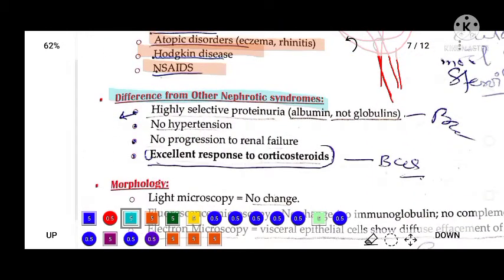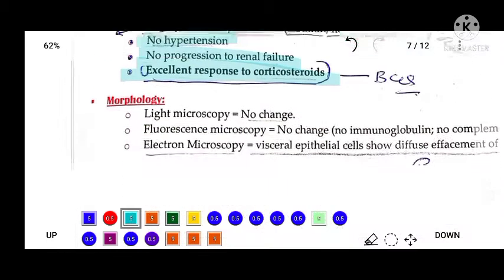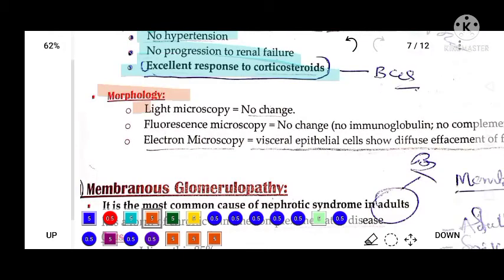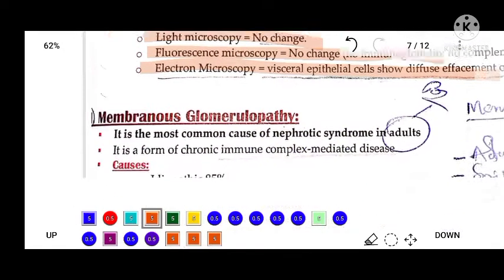The difference from other nephrotic syndromes is that in this disease highly selective proteinuria occurs, with no hypertension, no progressive renal failure, and an excellent response to corticosteroids. Morphology is assessed by light microscopy, fluorescent microscopy, and electron microscopy.